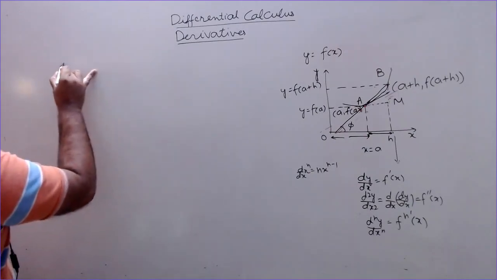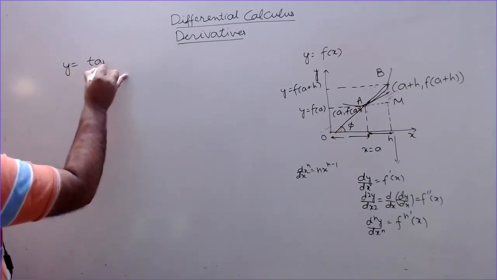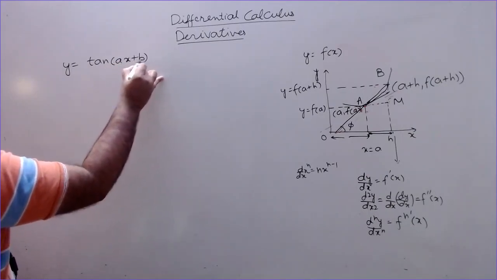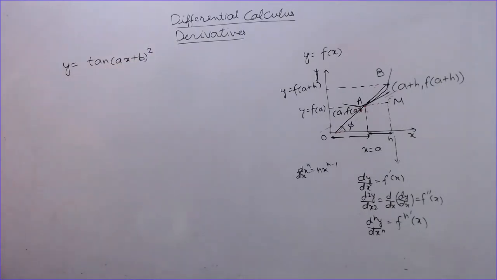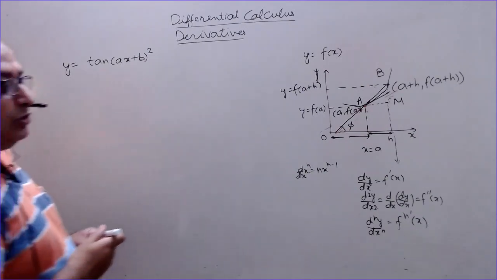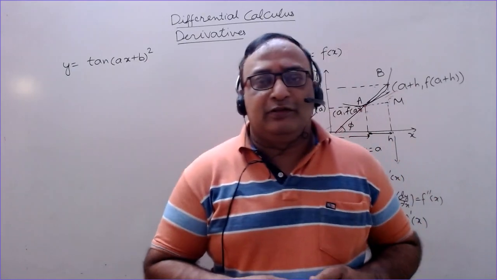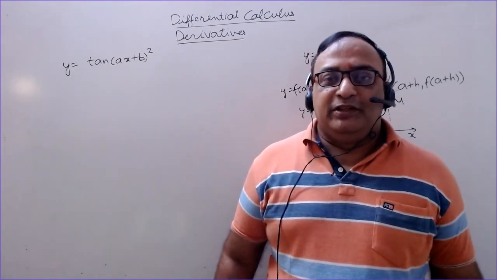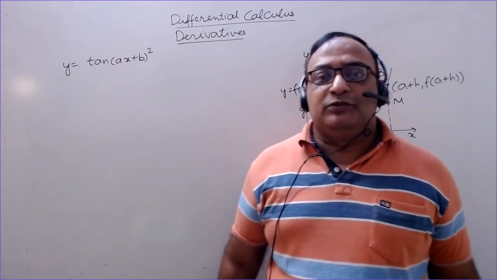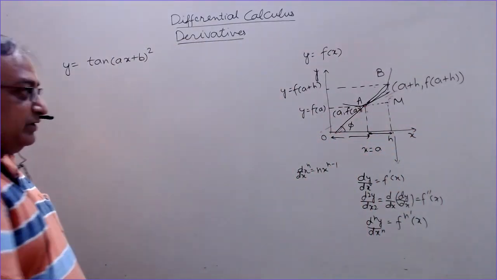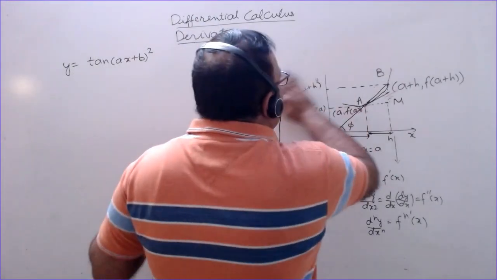Suppose the function is y equal to tan of (ax plus b) whole square, where a and b are constants. You have to find the derivative of this. So first of all, you should know how to find the derivative of tan x or tan(ax plus b). For this purpose you can use the basic principle, or the first principle, I have just mentioned.